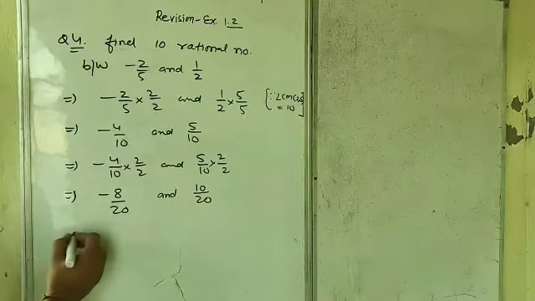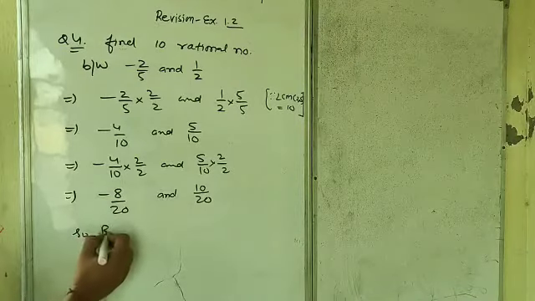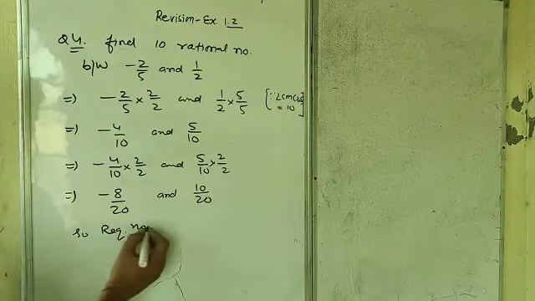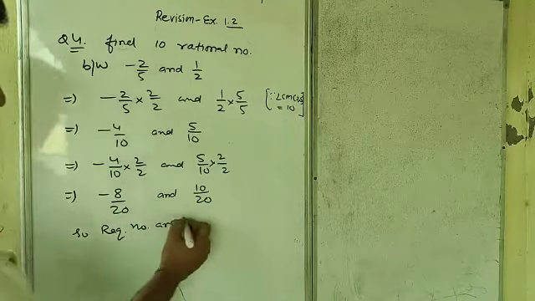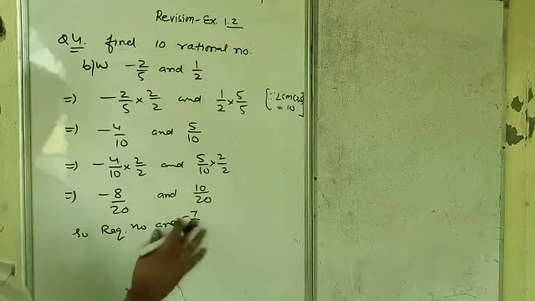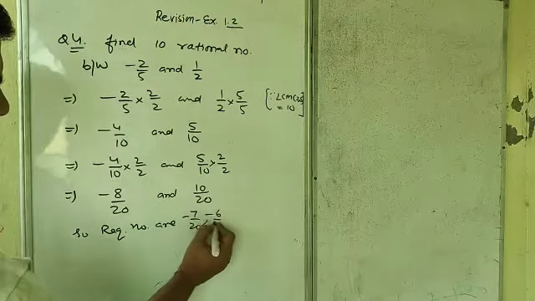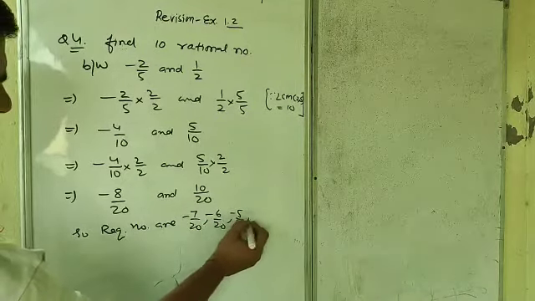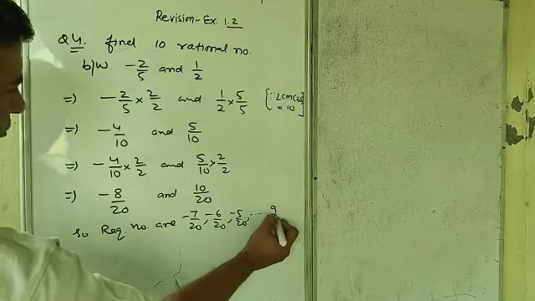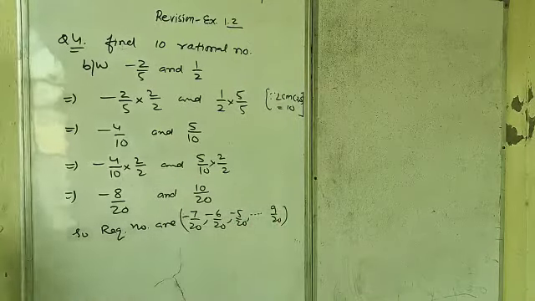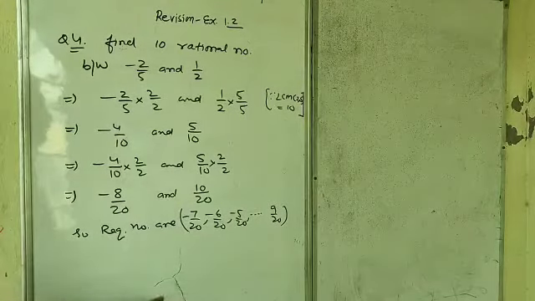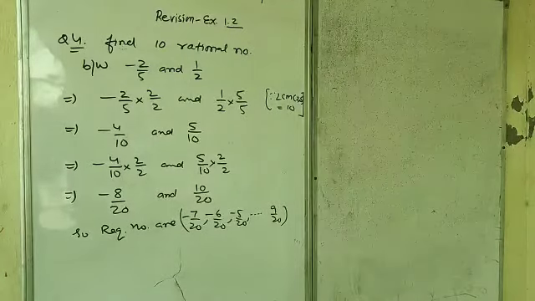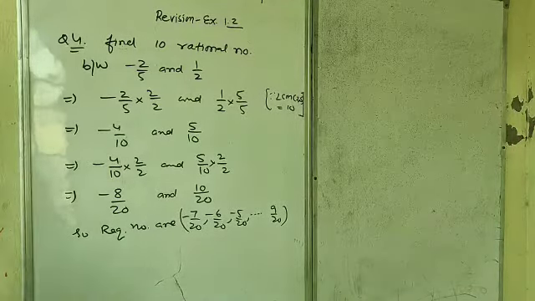So what are the required numbers? Required numbers are -7 upon 20, -6 upon 20, -5 upon 20, and then so on up to 9 upon 20. Okay, you can find any 10 rational numbers in between them. Okay, now come to the next question, question number 5.